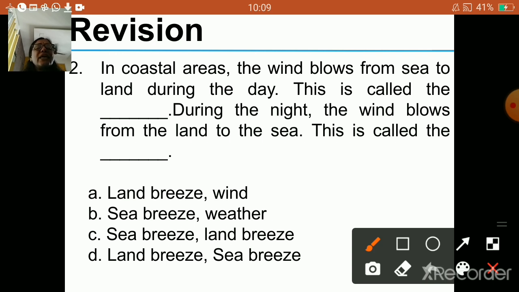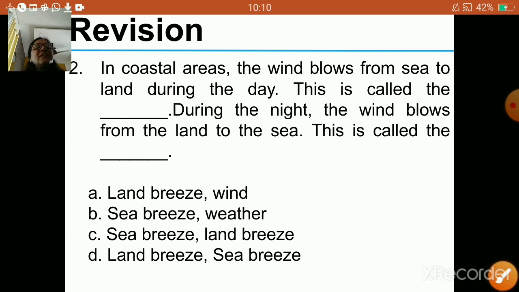Okay, so let us see the options. First, A is land breeze, wind. No, because the wind blows from the sea to land is called sea breeze. Second option has sea breeze, but the other is weather, so that also will not do. C is sea breeze, land breeze, and next is land breeze, sea breeze. But it is during the day, so first will come sea breeze and then the land breeze.